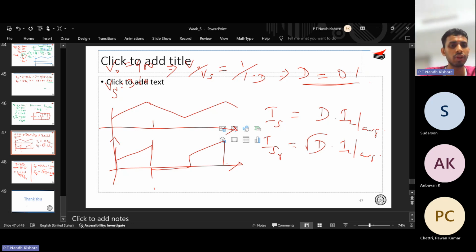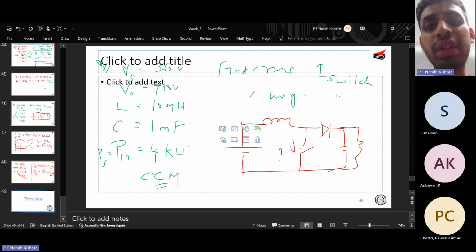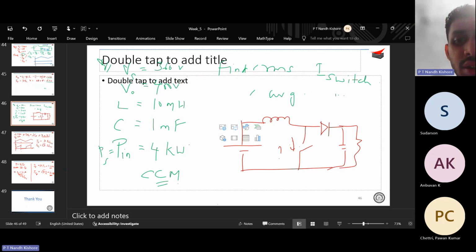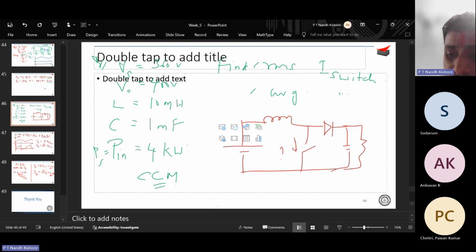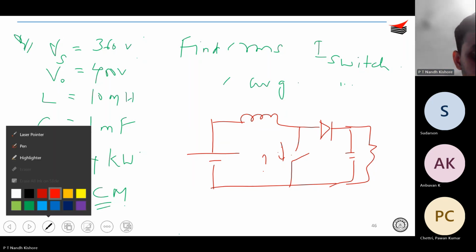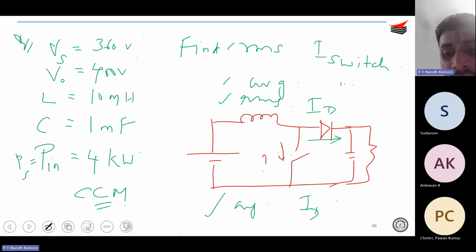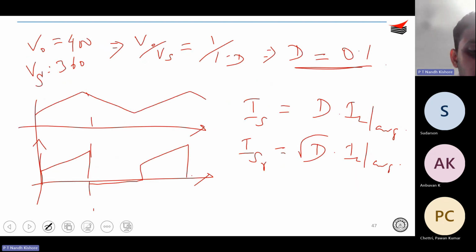In this question itself, for the very same question, find the average current and the RMS current through the diode. I will just add to this question and then we can end over here. So the question is: find the RMS current through the diode ID and the average current through the diode. Simple. Again, do the very same thing.